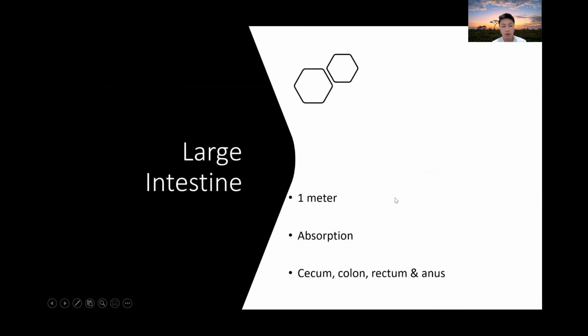Large intestine. The large intestine is roughly 1 meter. It absorbs water and electrolytes, and it consists of the cecum, which controls the flow of the chyme, the colon, which is used for absorption, and the rectum and anus, which are for the formation and removal of feces.